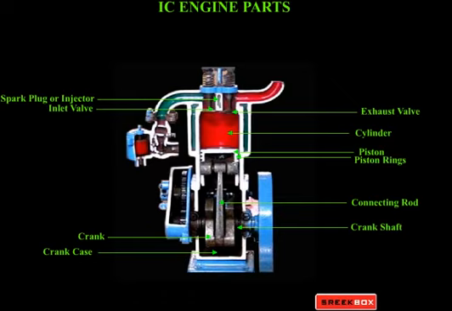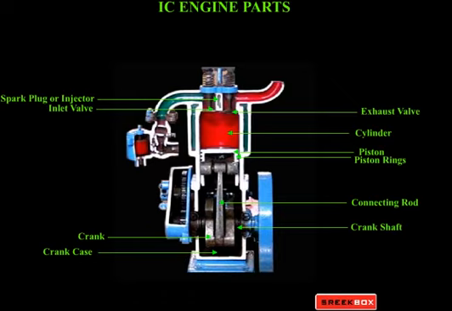Major components of an IC engine. Cylinder block. The cylinder block is usually made of a single casting. In water-cooled engines, the cylinder block is provided with water jackets for the circulation of cool water.